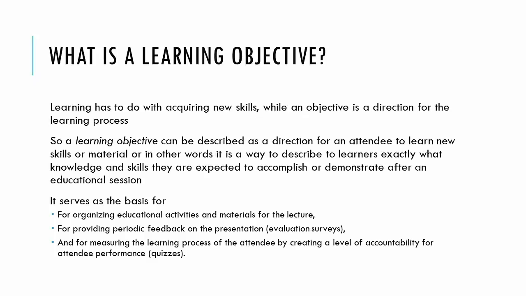First, we have to know what a learning objective is. If we break down the words, learning has to do with the acquiring or obtaining of new skills. Objective is a direction or aim for the learning process. Therefore, a learning objective can be described as a direction for an attendee to learn new skills or materials.